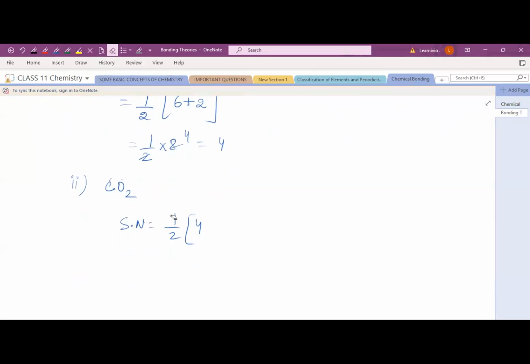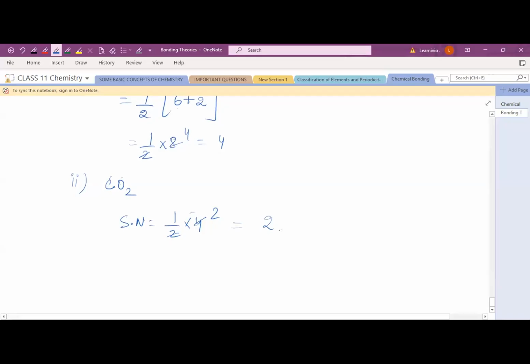1 upon 2 multiplied by 4. All the rest, what is it? 0. So you will get 1 upon 2 multiplied by 4, so it will give you 2. So the steric number is 2. Is it clear, everyone? Yes, ma'am.